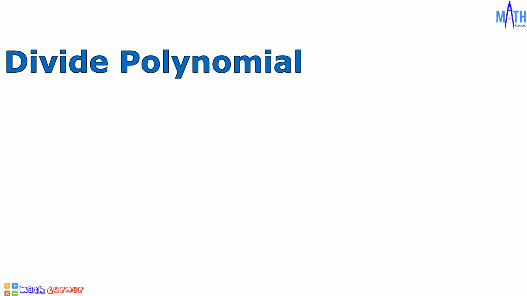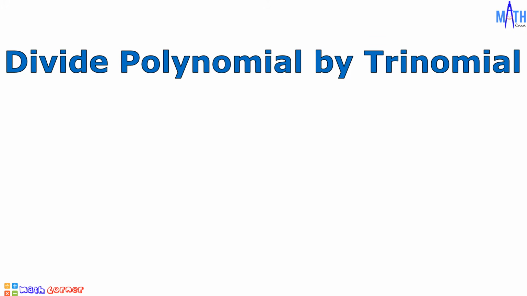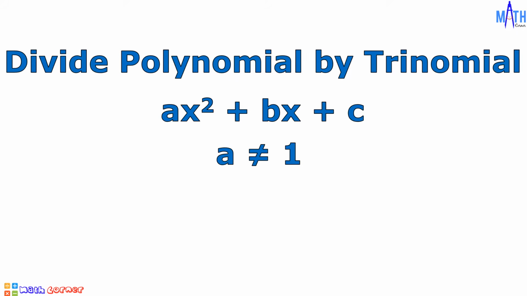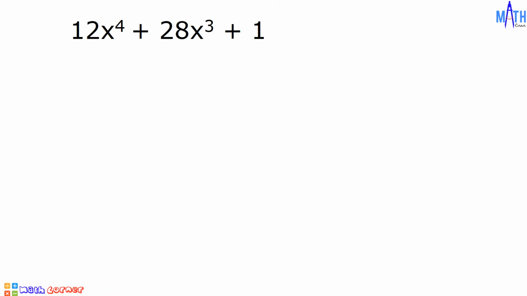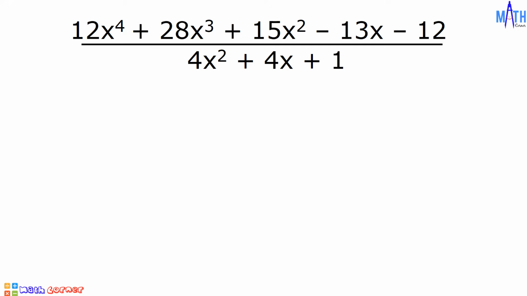In this video, we will divide polynomial by trinomial of the form ax squared plus bx plus c, where a is not equal to 1, using synthetic division. Let us begin. Let us divide 12x raised to 4 plus 28x cubed plus 15x squared minus 13x minus 12 by 4x squared plus 4x plus 1. The dividend and the divisor are written in standard form.